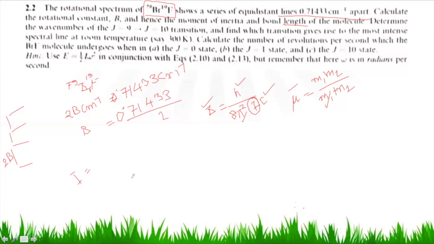So what are the equations? I is equal to mu R naught square. From these equations we can determine the value of I, and from these equations we can find out mu, and the R naught value can be calculated. So that's the way to solve the problem.